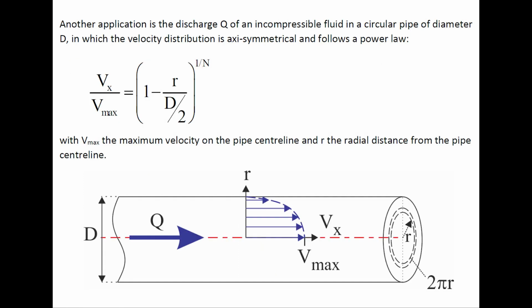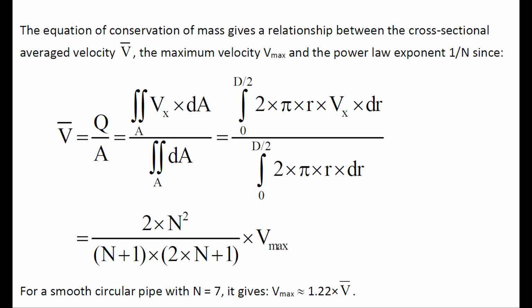Another application is a volume discharge, Q, of an incompressible fluid in a circular pipe of diameter d, in which the velocity distribution is axisymmetrical and follows a power law, with Vmax the maximum velocity on the pipe center line, and small r the radial distance from the pipe center line. The equation of conservation of mass gives a relationship between the cross-sectional average velocity, V bar, the maximum velocity, Vmax, and the power law exponent, 1 over n. For a circular, smooth pipe with n equals 7, we obtain that the maximum velocity, Vmax, is 1.2 times the mean velocity, V bar.